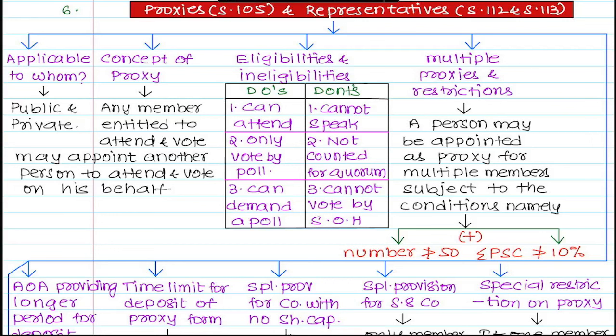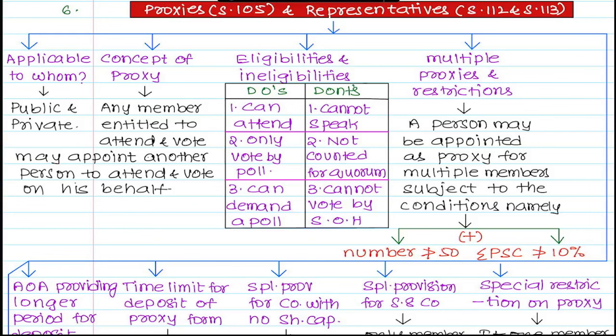Around 1 hour, we will spend time on understanding why these do's came, why these don'ts came, everything we should discuss. Now, I'm not interested to discuss that even 1%. Just how to write when an exam question comes, I'm going to target now. Okay, what proxy can do, what proxy cannot do? Let us see. What proxy can do? Can attend the meeting, like you and me can attend the meeting.